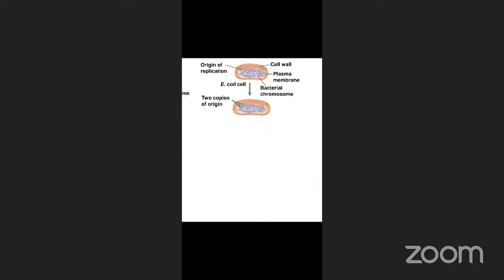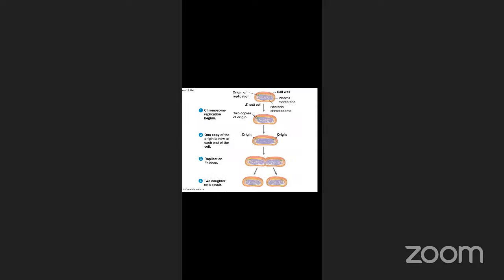So here how it looks: you have a green color one. Can you see? That is the origin of replication. And the cell will have a cell wall, then plasma membrane, and this is the chromosome. From the origin of replication, the DNA replication takes place. And here two copies are formed. And now you can see two origins of replication. Then the replication finishes when this separation is seen, and it will divide into two daughter cells. That is called binary fission.